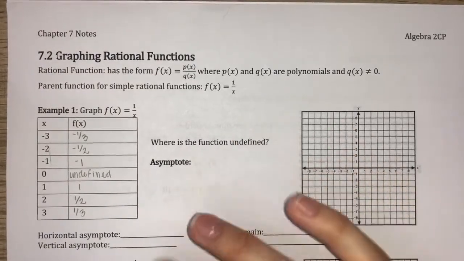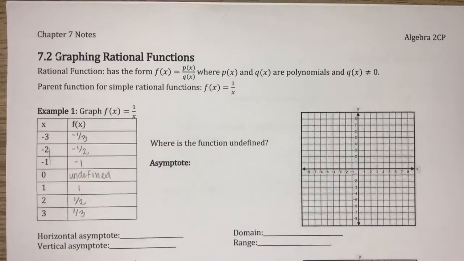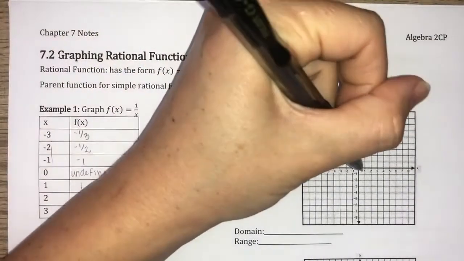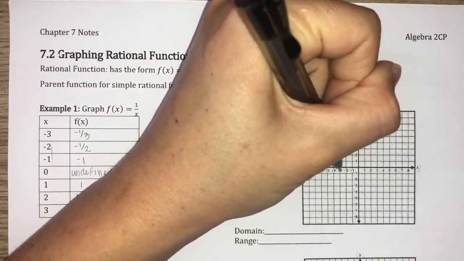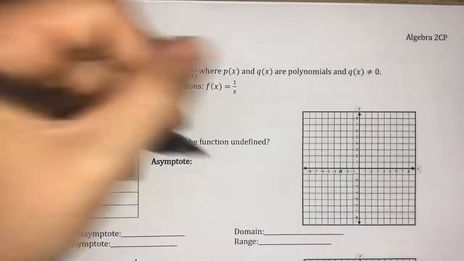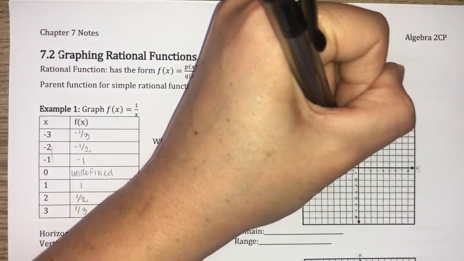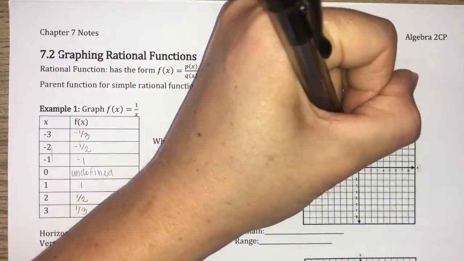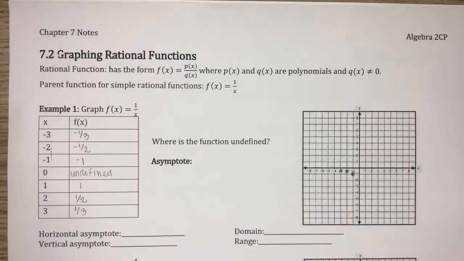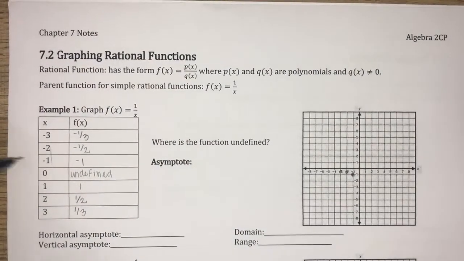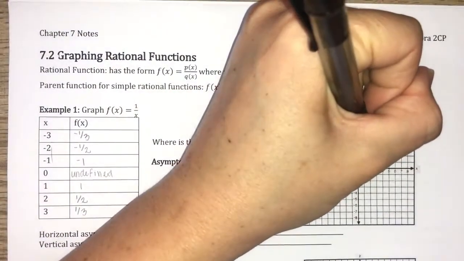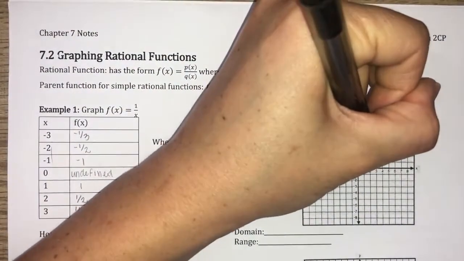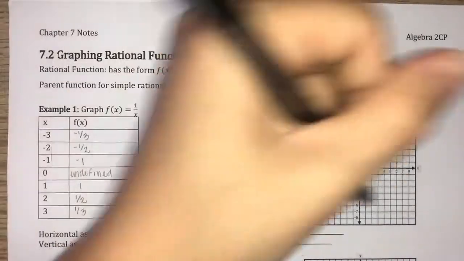So we'll worry about the stuff in the middle at the bottom after. We're just going to graph the function for now. So -3, -1/3. Just do your best to graph it as accurately as possible. So left 3 and then down about 1/3. And then -2, -1/2, so left 2 and down about 1/2, a little bit further from 1/3. Then -1, -1, so left 1 and down 1. Then 0 is undefined, and then we have a point at 1, 1, a point at 2, 1/2, and a point at 3, 1/3.